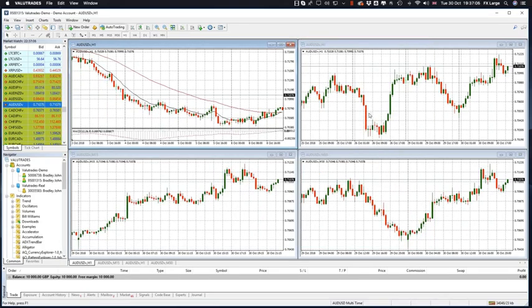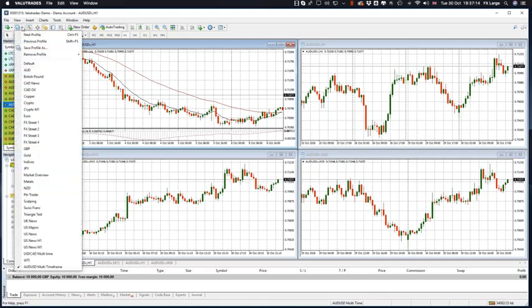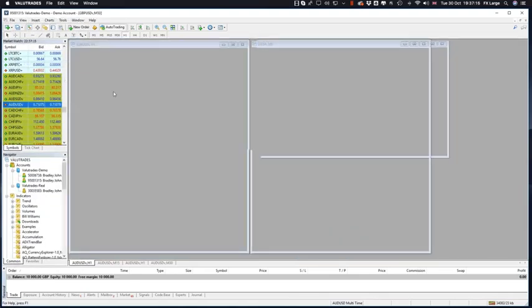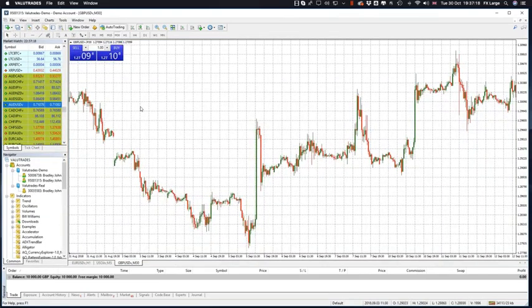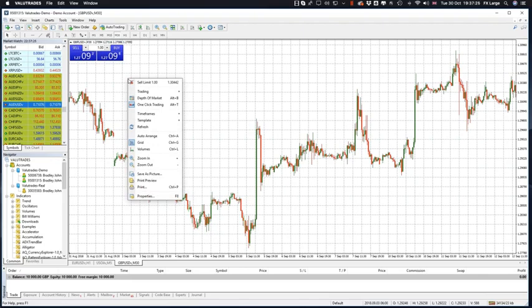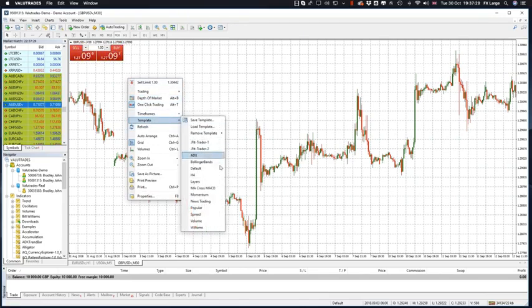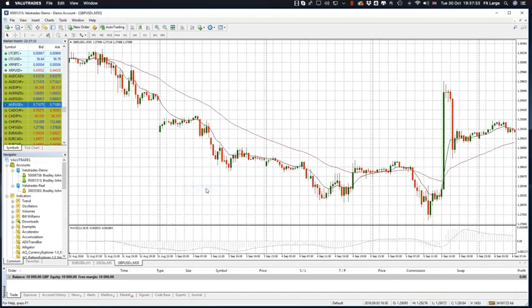Okay, so let's say we want to go to a different pair. We're on our Aussie dollar multi-time frame, so we don't want to change this profile. So let's go back to our default profile. And here we have cable. So let's say we want to put that last template on this chart. It's quite simple. We go to template, we find our moving average cross MACD and click on it, and there it is. So we can use this as often as we like.